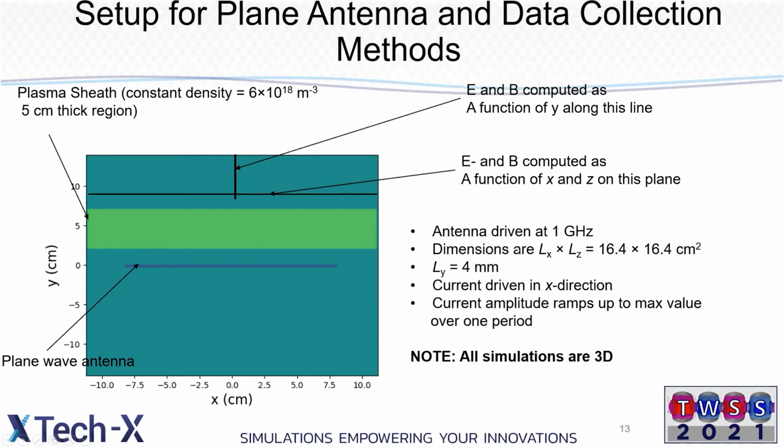And then all simulations in these runs are 3-dimensional. I drove them at a gigahertz. So I was just looking at a single frequency in these runs. For the plane wave, I just drove a current in the X direction, and that launched a wave that went in both up and down directions.